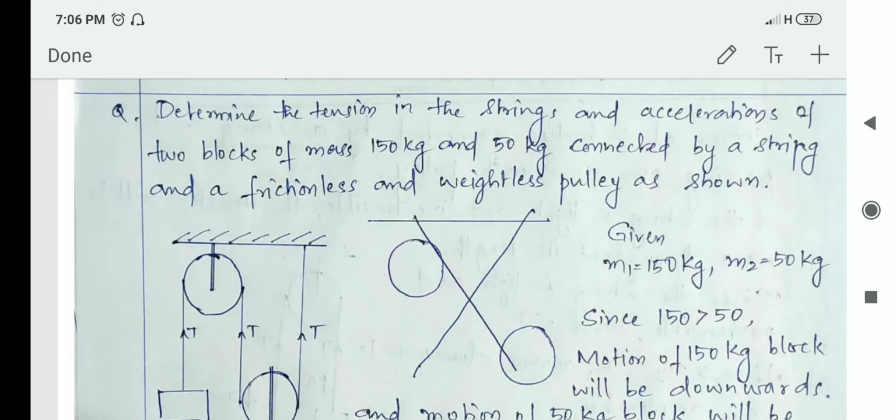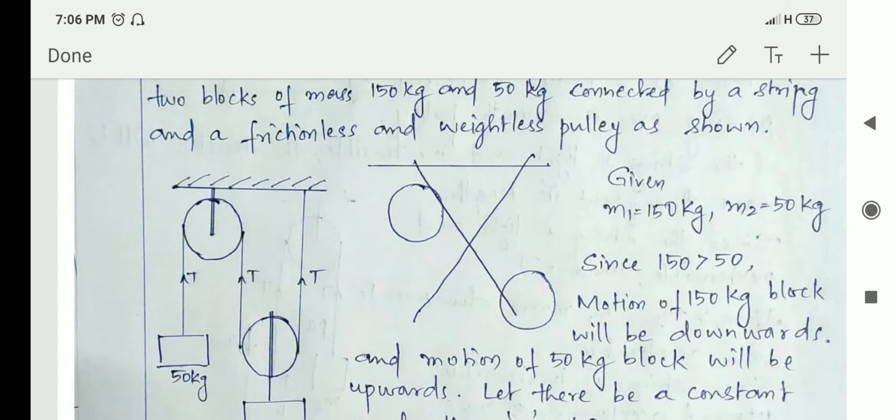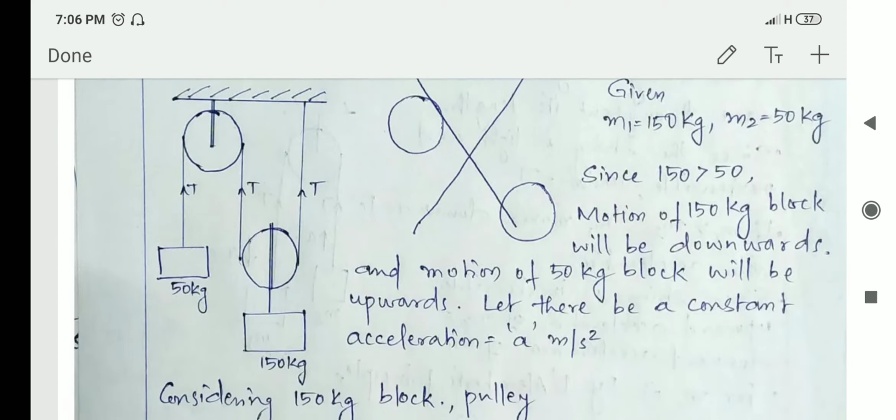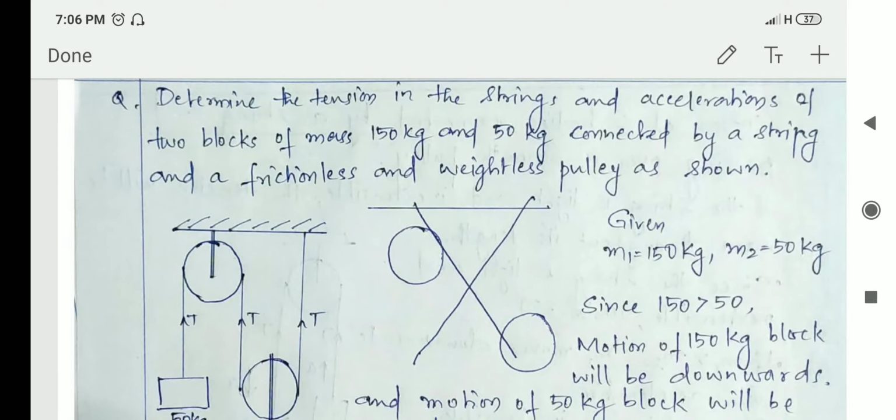Determine the tension in the string and the acceleration of two blocks of mass 150 kg and 50 kg connected by a string over a frictionless and weightless pulley as shown. So we need to find out the tension as well as the acceleration, and the given masses are 150 kg and 50 kg.